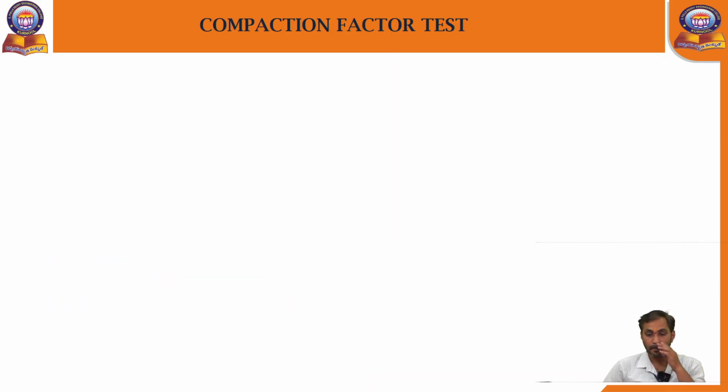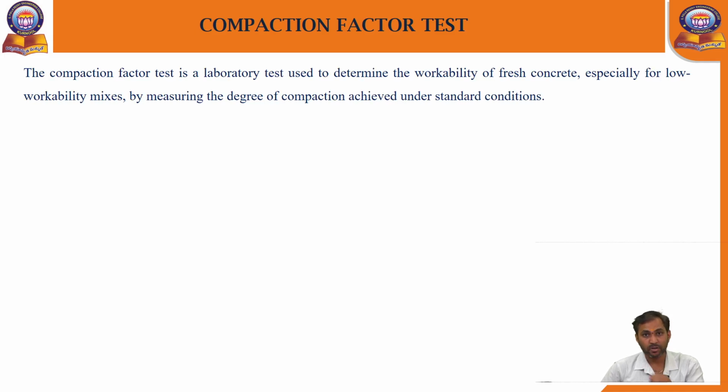Okay, done. Next, the second type of measurement of workability: compaction factor. This is a little bit different from the slump cone test. The compaction factor is a laboratory test used to determine the workability of fresh concrete, especially for low workability mixes, by measuring the degree of compaction achieved under standard conditions.